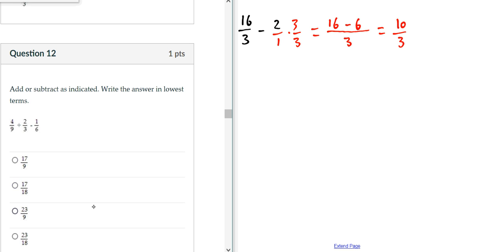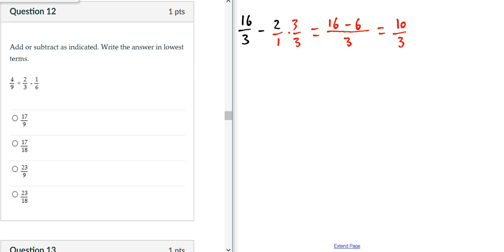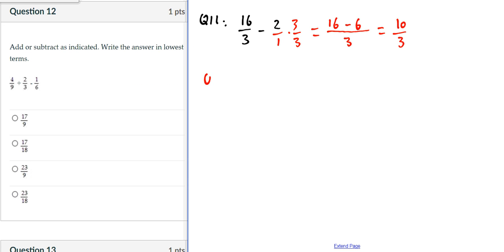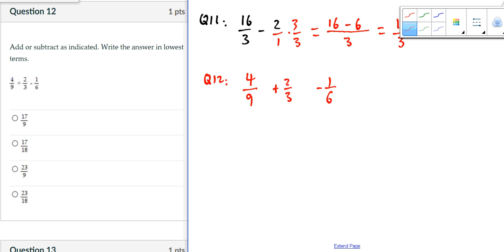Okay. Now, question 12, we want to do subtraction. 4 over 9 plus 2 over 3 subtract 1 over 6. What is the common denominator in this case?